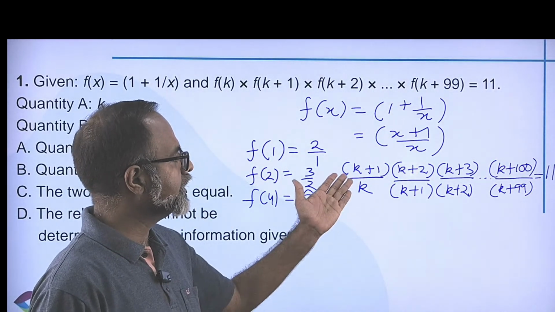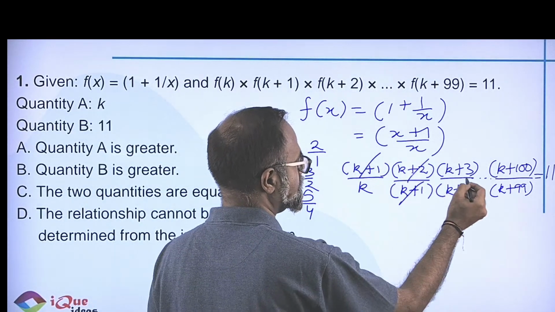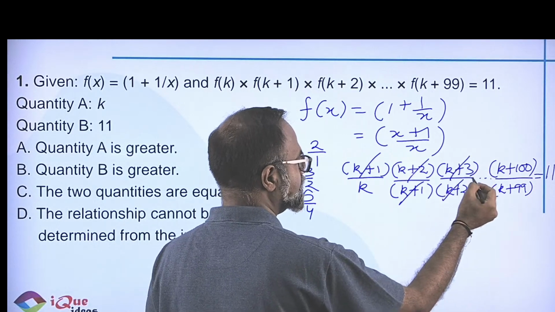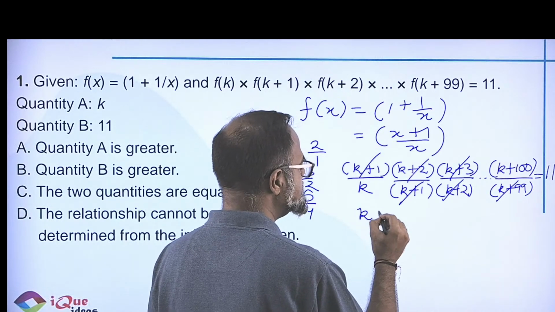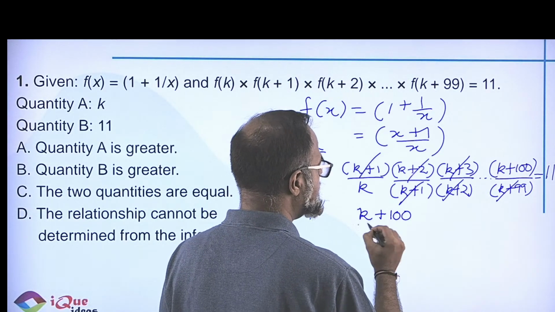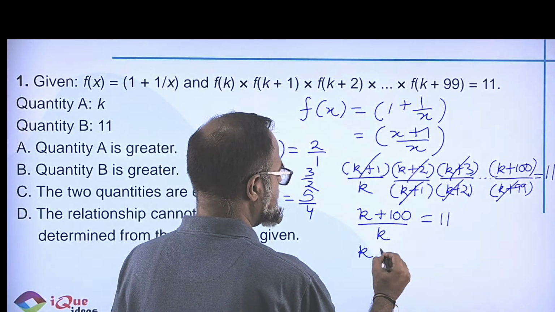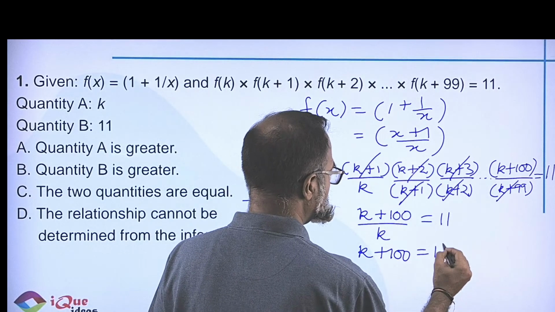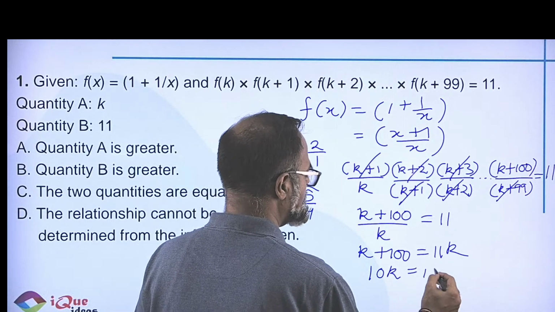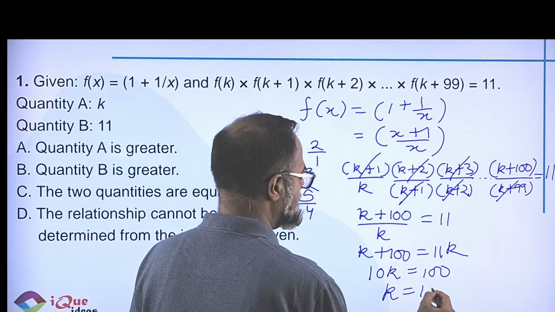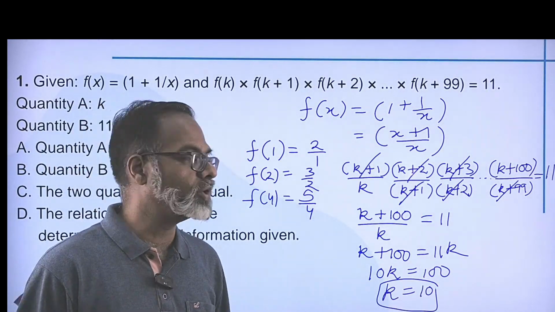But so nice. If I take a careful look at it, I have got the terms k plus 1 and k plus 1, k plus 2 and k plus 2. So following this pattern, I will be able to eliminate everything diagonally, which leaves me with k plus 100 upon k is equal to 11, which means k plus 100 is equal to 11k, or 11k minus k, 10k is equal to 100, which means k is 100 upon 10, which is equal to 10. So I get the precise value of k equal to 10.